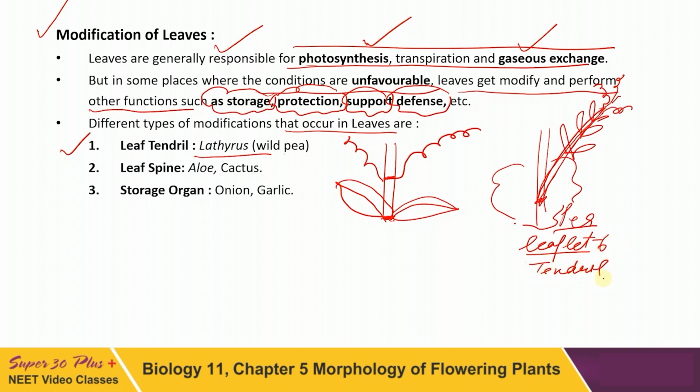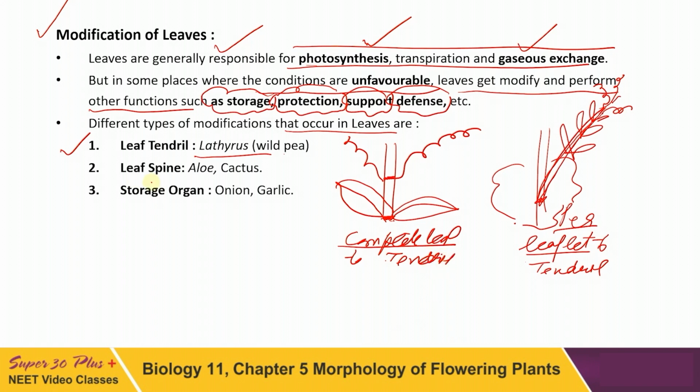While in this case, wild pea, the complete leaf is modified into tendril. The whole leaf is modified to tendril. Is it right? Modified to tendril.